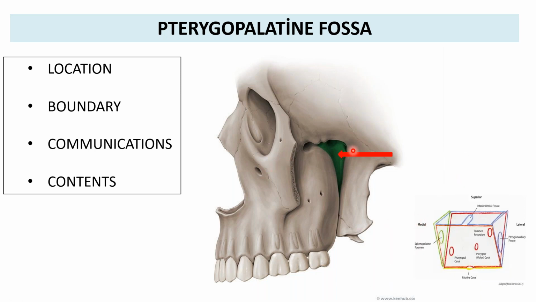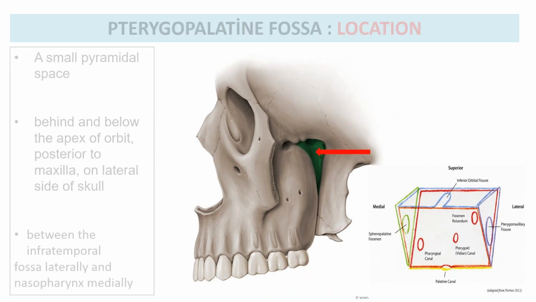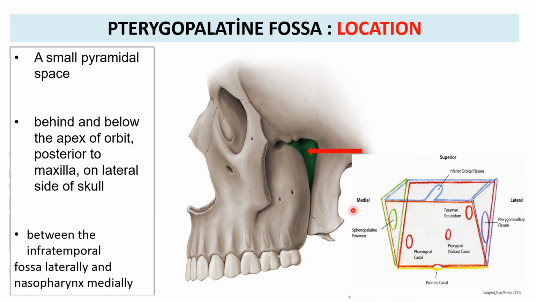The pterygopalatine fossa, we will look into the location first. You can see this green colored area. This is the area of pterygopalatine fossa. If you look into the shape of this pterygopalatine fossa, you can compare it with a pyramidal structure in such a way that the base is superiorly placed and the apex of this pyramid is inferiorly placed. Now let's see this structure in an enlarged view.